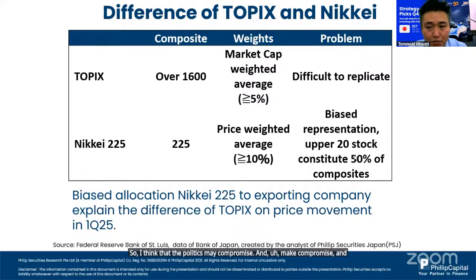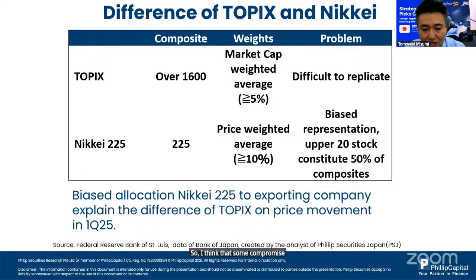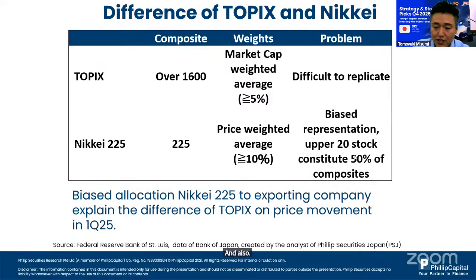So I think that politics may compromise, and no policymaker makes policy exactly as they manifested. I think there will be some compromise on policy because they failed to form a coalition with Komeito or similar. They have to compromise, and the compromise will be used for correcting the Nikkei and Topix. And also the Japanese currency depreciation trend will be corrected.